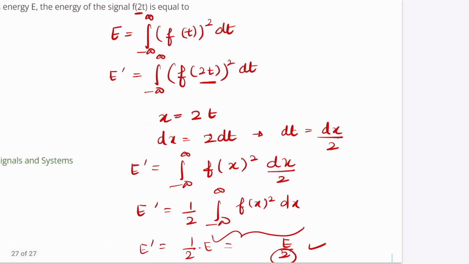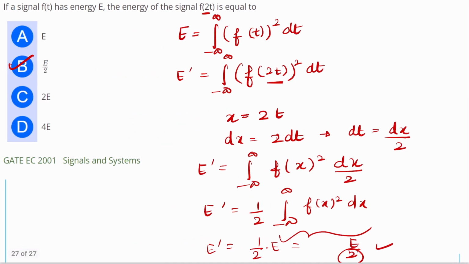Okay, that was all. So this completes our topic, basics of signal and system. In the next class, we will go to the next topic and we will cover all the topics of signal and system. The previous year asked GATE questions, all the topics will be covered like this, right?